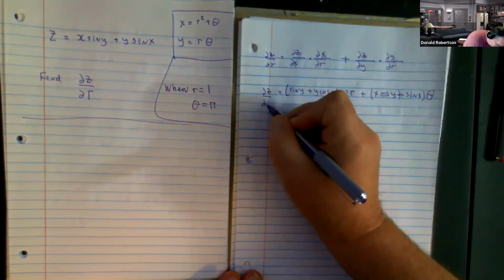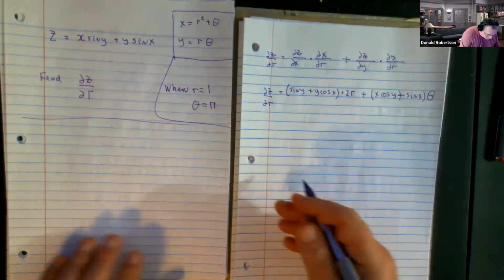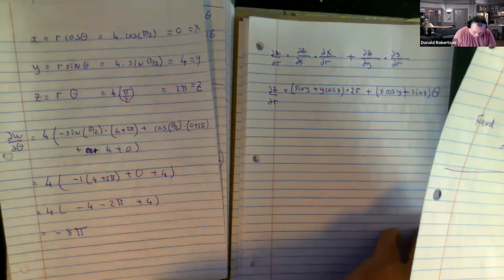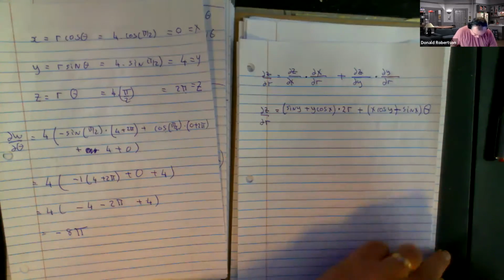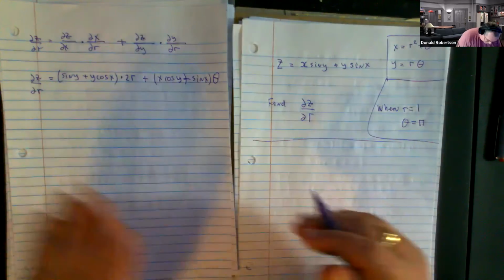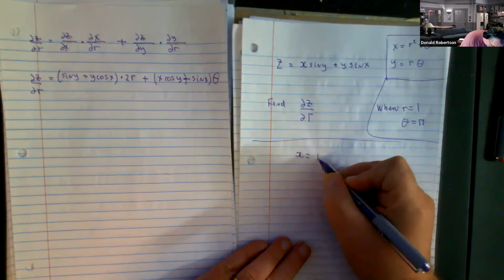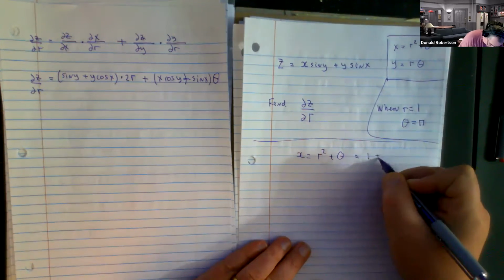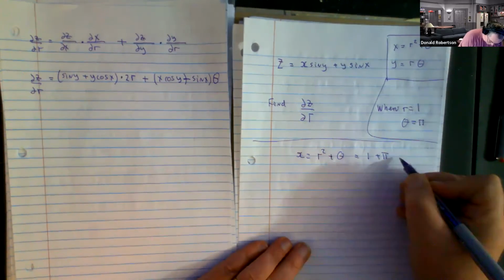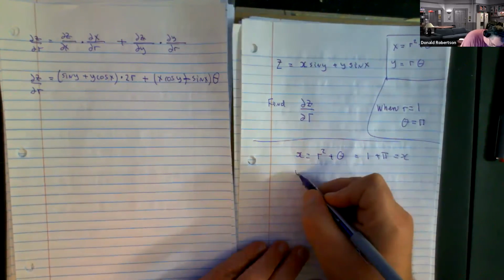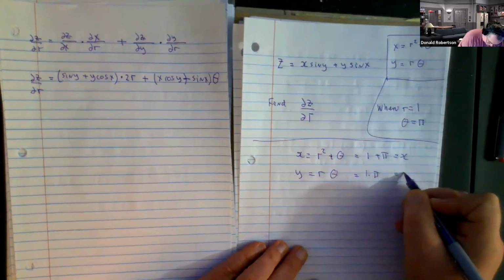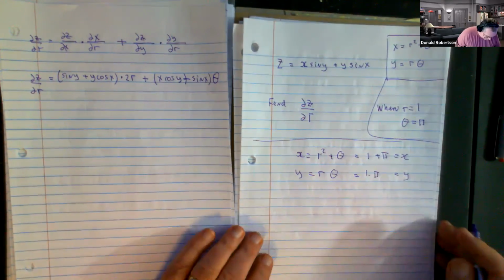So that's the differentiation step done. What I'm now going to do is evaluate it when r is 1 and theta is pi, and we'll see what kind of guys we get out of that. So I'm going to find out what x is equal to. It's r squared plus theta. So that's 1 squared plus pi. So that's what x is. And y is just going to be r times theta, which is 1 times pi. So that's what y is going to equal.